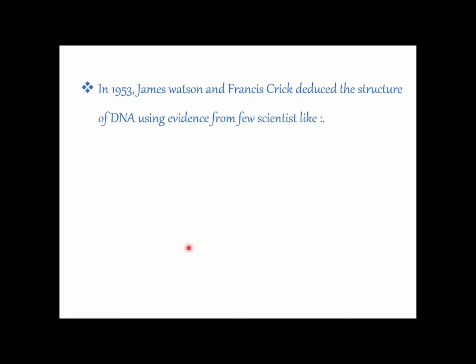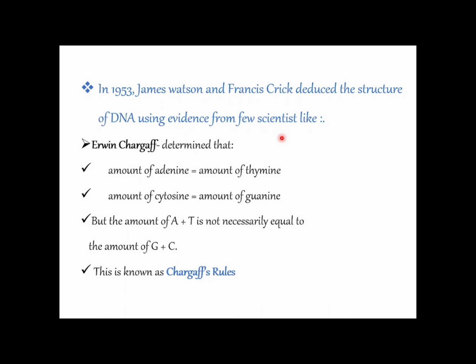In 1953, James Watson and Francis Crick deduced the structure of DNA using evidence from a few scientists, such as Erwin Chargaff and others. Chargaff carried out certain experiments, and he finally concluded that the amount of adenine is equal to the amount of thymine. The amount of cytosine is equal to the amount of guanine.